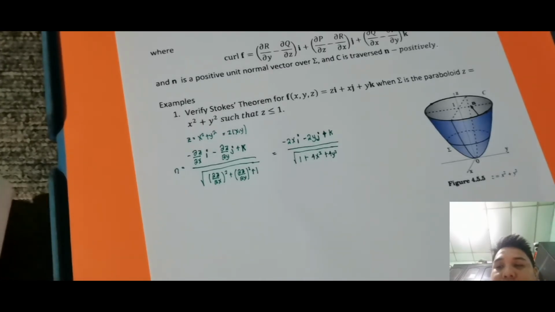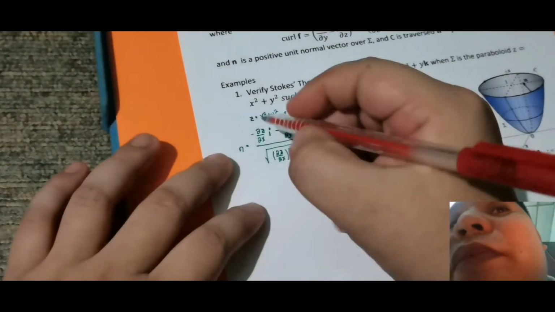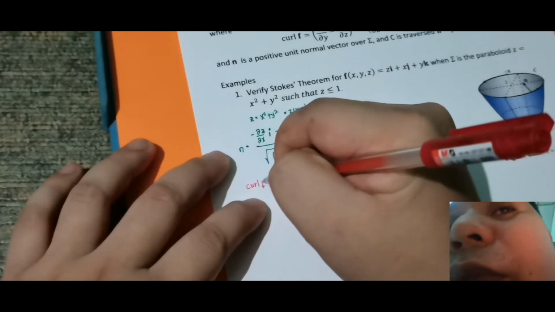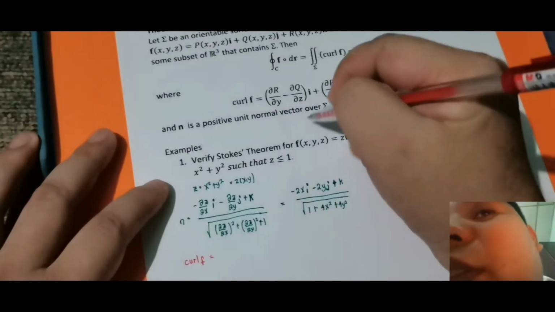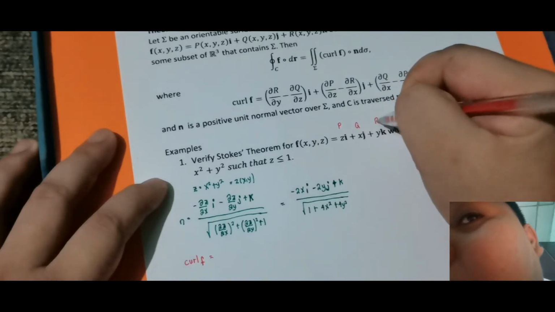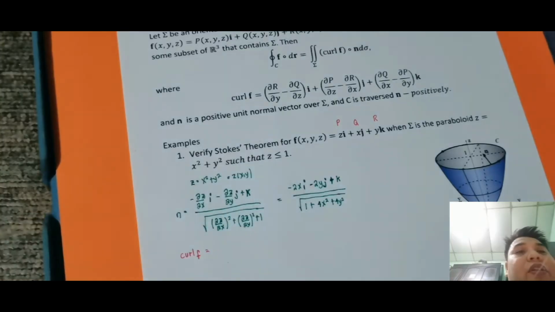So now, let's check and find the curl. How do we solve the curl of F? So the curl of F is just equal to this formula. So it turns out this is our P, this is Q, this is R. So our P is z, our Q is x, and our R is just y. So that is the function inside.